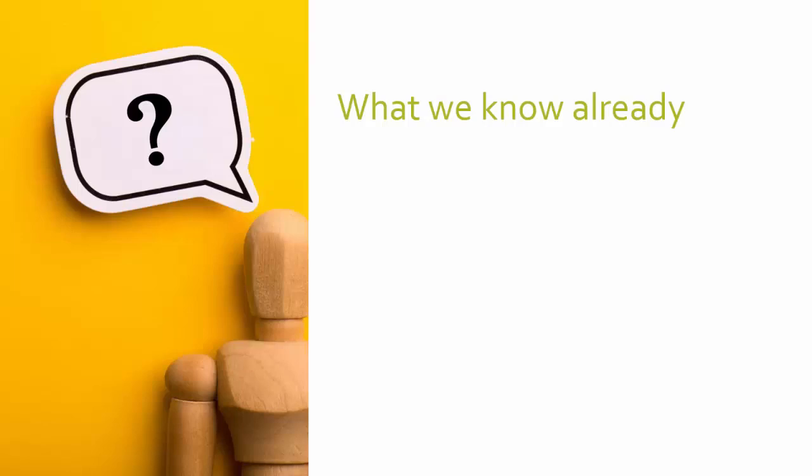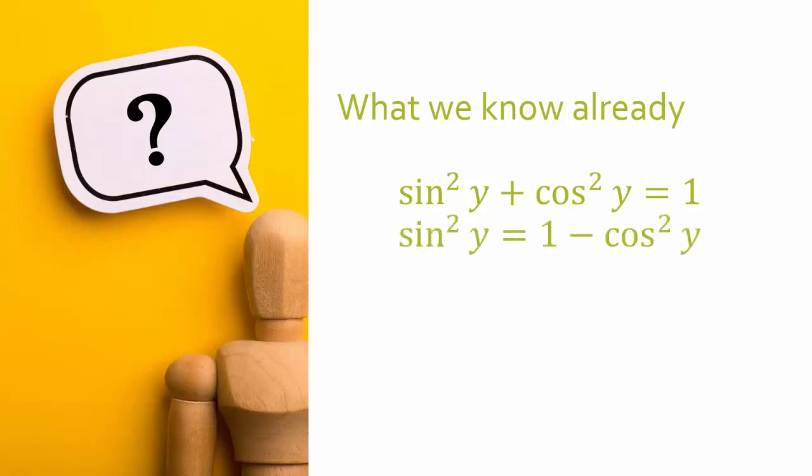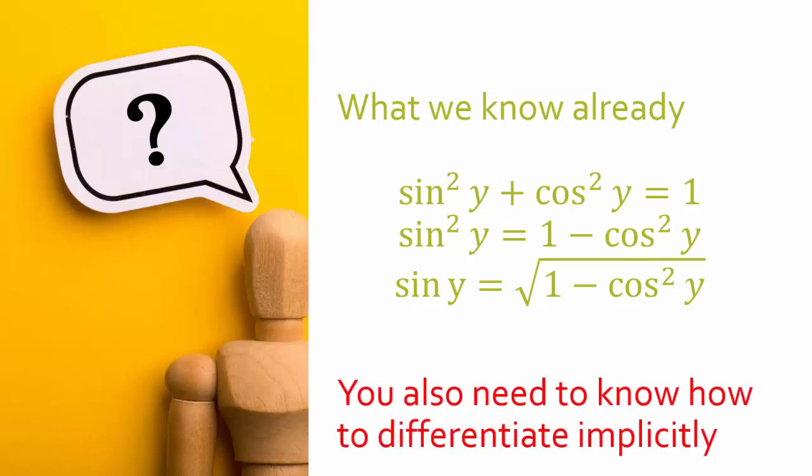At this point, what you should already know is that sine squared y plus cos squared y is equal to 1. Which if we rearrange, we can get sine squared y is equal to 1 minus cos squared y, and therefore sine y is equal to the square root of 1 minus cos squared y. You also need to know how to differentiate implicitly. Okay, so we're going to need this result for later, so I'm just going to highlight it in yellow.